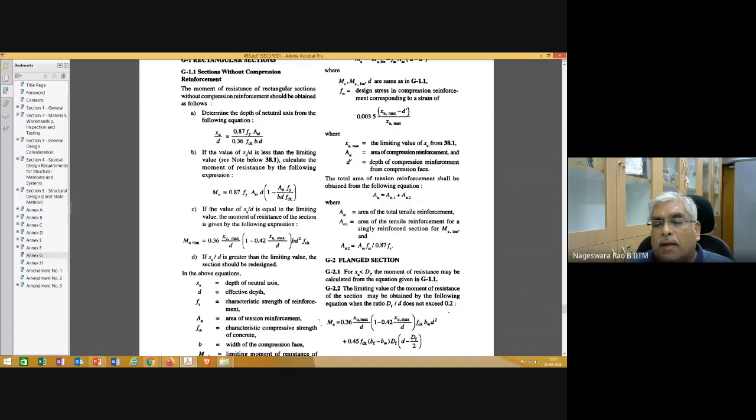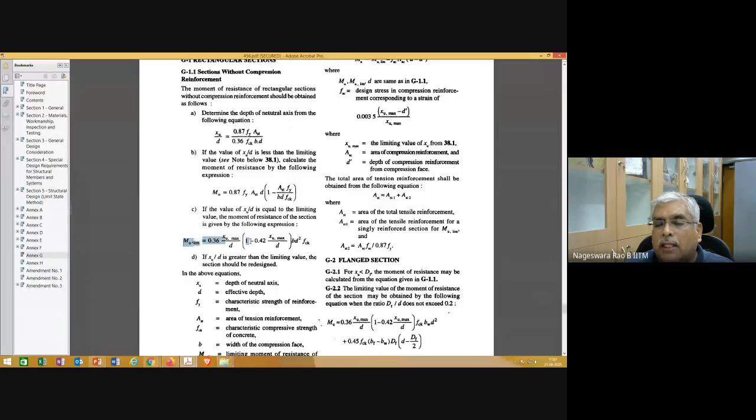And if the value of XU divided by D is equal to the limiting value, then it's a balanced section. Then the moment of resistance, either you can calculate with respect to the steel or with respect to the concrete. If you want to calculate with respect to steel, wherever XU is there, you replace it with XU max. Okay, we'll see that once again.